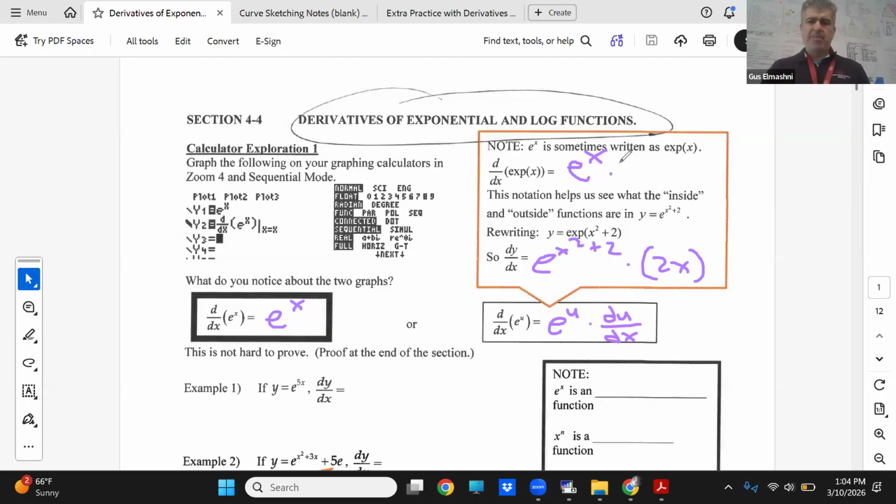Now, how can I do that over here? What's the derivative of x? 1. You've been doing chain rule this whole time without realizing it. When it's just x, the derivative is just 1, so it's not a big deal. There's an actual formal proof, and we'll talk about that when we get there.